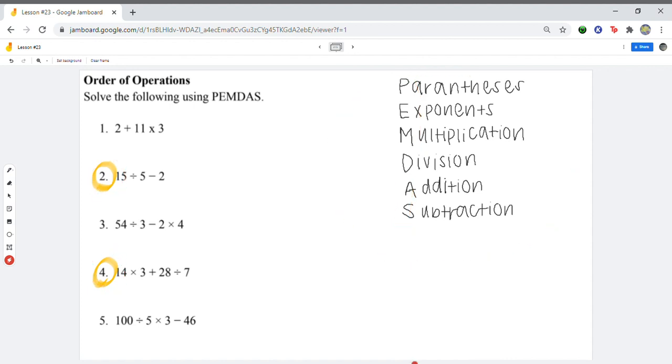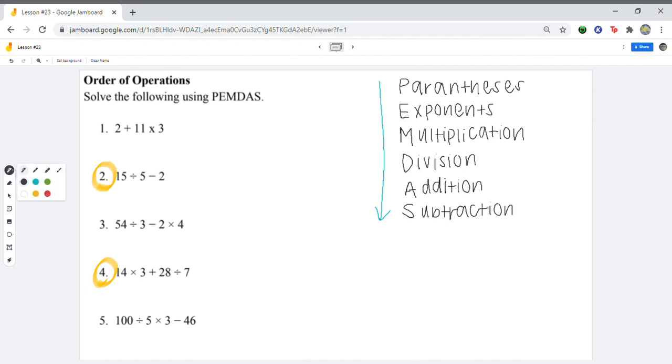P in PEMDAS stands for parentheses, E for exponents, M for multiplication, D for division, A for addition, and S for subtraction. What PEMDAS determines is the order of operations, as it suggests. It's the order in which you do each operation. So you're going to do parentheses before exponents, and you're going to do division before addition, and that's just how it works, from top to bottom.